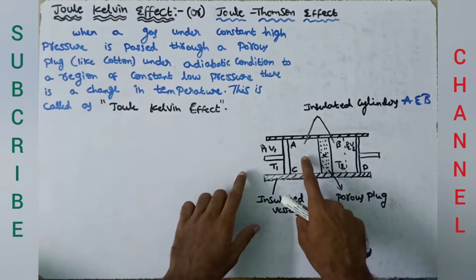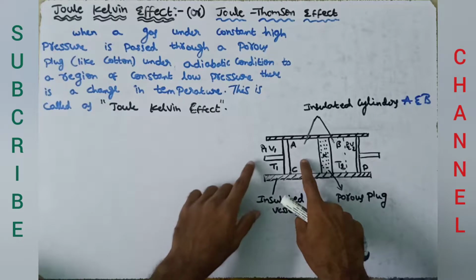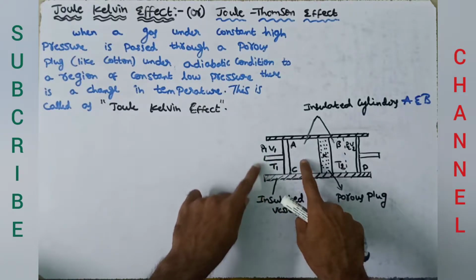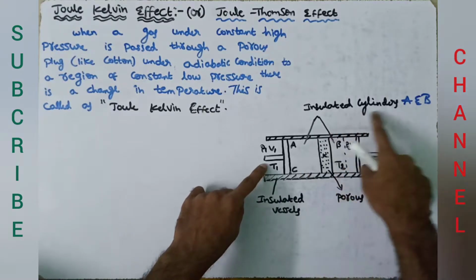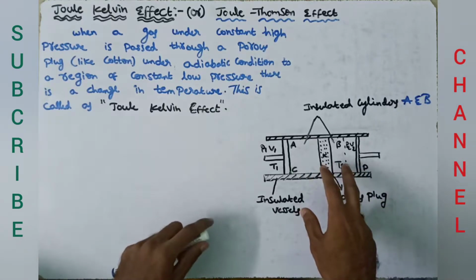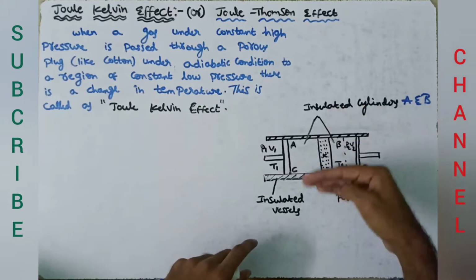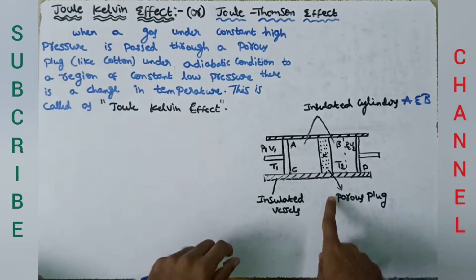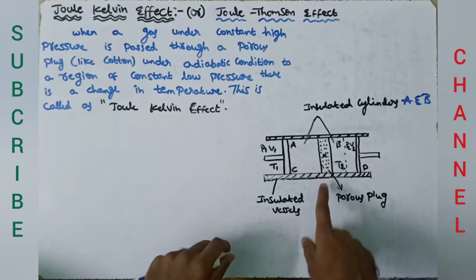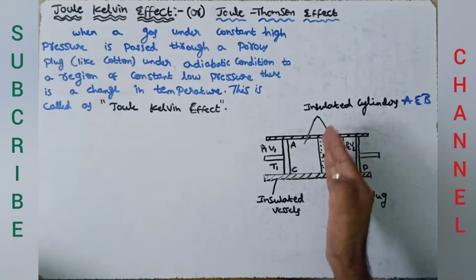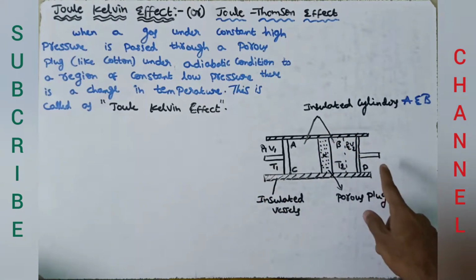Here we consider 1 mole of gas with volume V1, pressure P1 and temperature T1. We have taken the gas in insulated cylinder A. Here the two cylinders are insulated, which means there is no exchange of heat with the surroundings. This porous plug substance, like cotton, is kept here, and the two cylinders are connected with the porous plug. Here these are the two pistons.